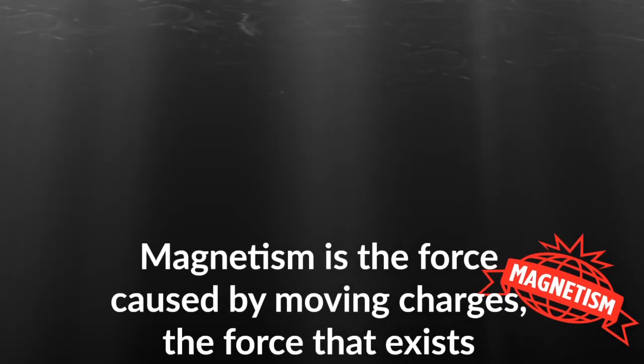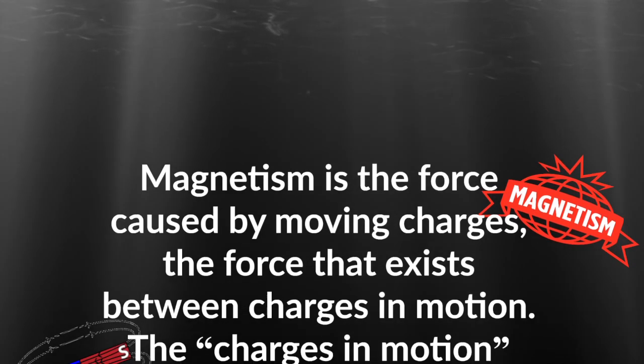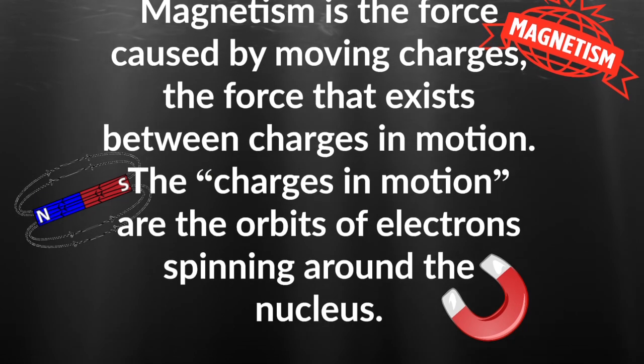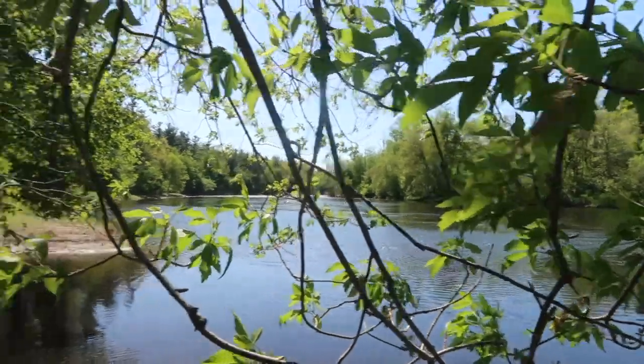Magnetism is the force caused by moving charges, the force that exists between charges in motion. The charges in motion are the orbits of electrons spinning around the nucleus. Direction is extremely important when discussing these electrons because it determines whether it is a strong permanent magnet or a non-magnet.